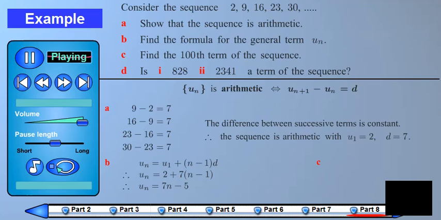In part C, the 100th term is when n is 100. Then to get the 100th term, you will substitute in this relation 7n minus 5. We got it before. If you put 100 instead of n, let's see what will happen to get the term u100. Using the general formula from part B, we find the 100th term is 695.